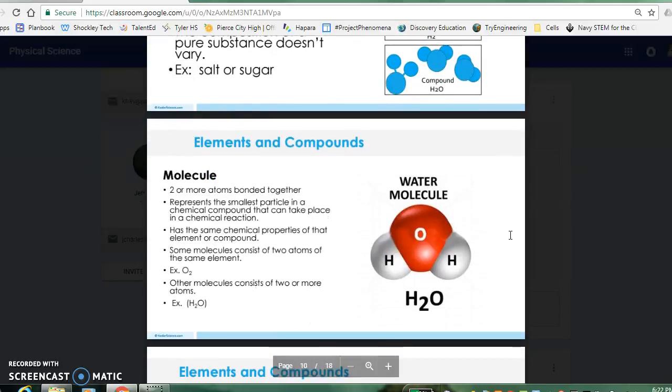So what is a molecule? A molecule is going to be two or more atoms that have bonded together, and this represents the smallest particle in a chemical compound that can take place during a chemical reaction. A molecule will have the same chemical properties as the element or the compound it is made of. Some molecules consist of two atoms of the same element, like the two atoms of hydrogen I just showed you, or in this case, two atoms of oxygen. Other molecules consist of two or more different types of atoms, like the water molecule.